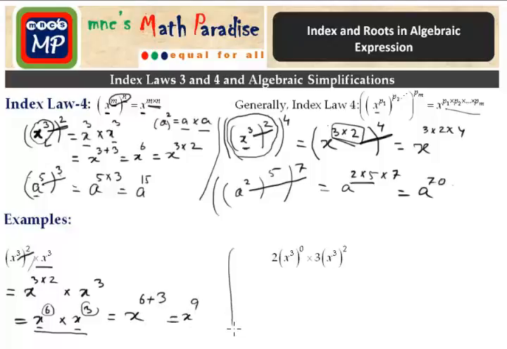That is x to the power 9. In the second example, we have 2 times x to the power 3 to the power 0, times x to the power 3 to the power 2. We know the power 0 formula, that is index law 3, that anything to the power 0 is 1. So this x to the power 3 does not matter what it is, anything to the power 0 is 1. So this part is 1, multiplied by 2. So 2 times 1 times x to the power 3 to the power 2. So power on power, these powers will multiply, so it will be x to the power 3 times 2. So we are getting 2 times x to the power 6.